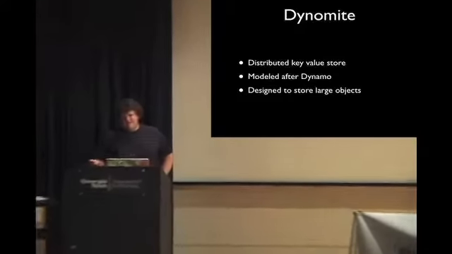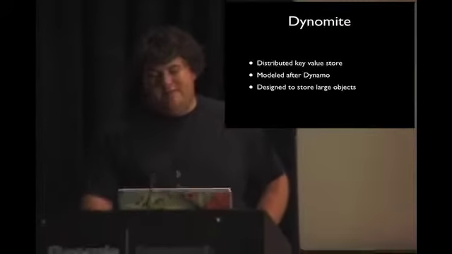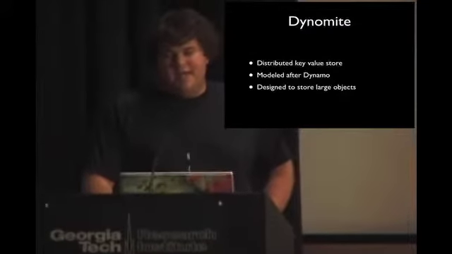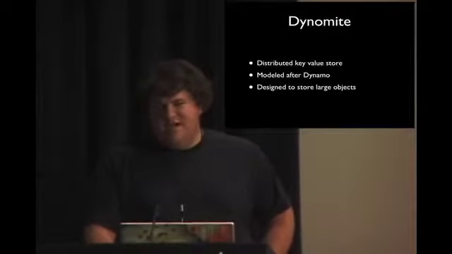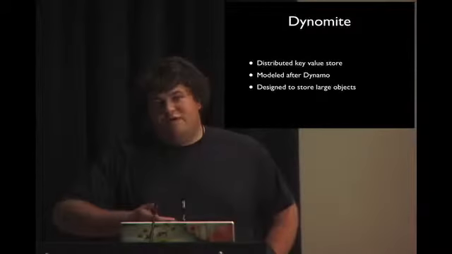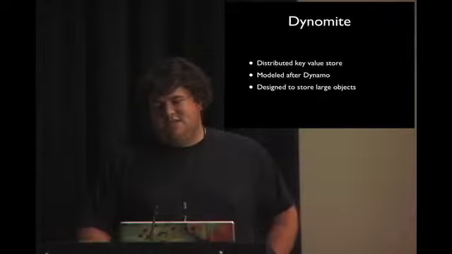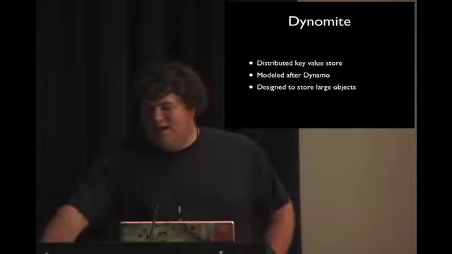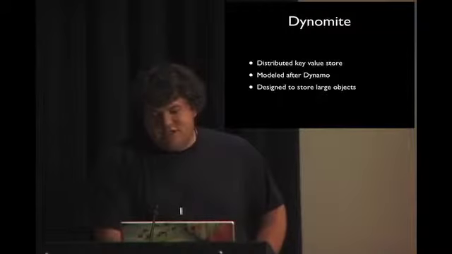Anyway, so Dynomite is a distributed key value store modeled after the Dynamo paper. And in my particular case, it's designed to store large objects, right? One of the things you'll find about all the systems you hear about today is that the original author had a problem they were trying to solve, and you'll see the design decisions made in the project are actually to solve that original problem. So it's sort of interesting how projects evolve. Like Dynomite's good at storing large objects because I designed it for storing images.